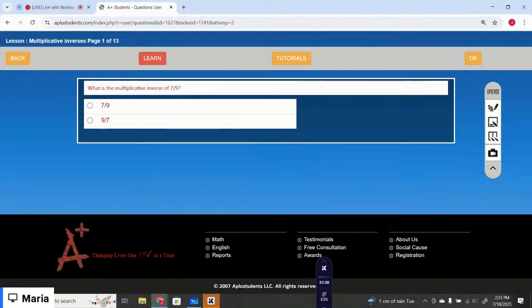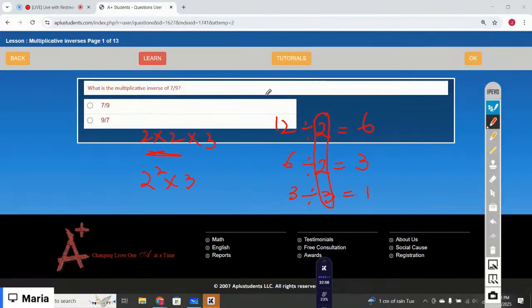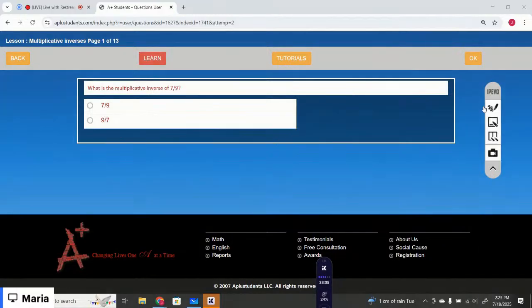What is the multiplicative inverse of 7 over 9? The multiplicative inverse of 7 over 9 is 9 over 7. You have to switch the numerator and denominator. So that would be 9 over 7. Option number 2 is the correct option.